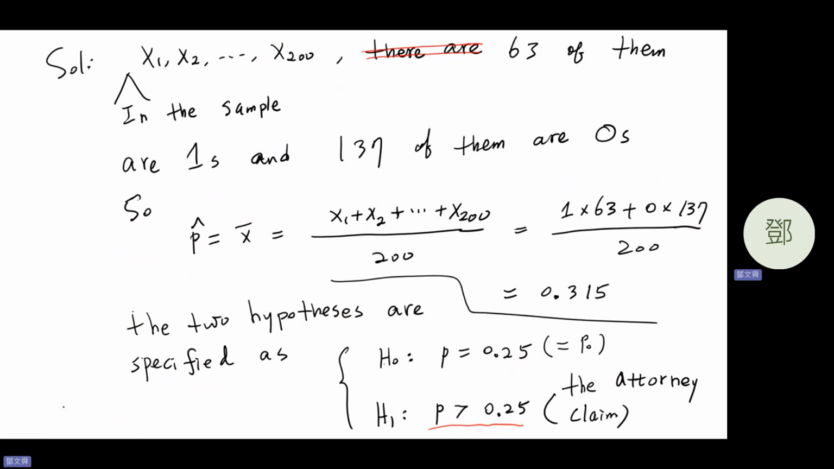So the solution: x1, x2, all the way to x200 is the sample you have. You see that 63 of them advertise, so there are 63 x which are 1s, and 137 of them are 0s. So what is the p-hat or x bar, the sample mean? The sample mean is 0.315.